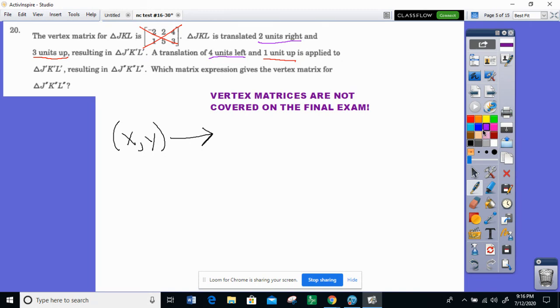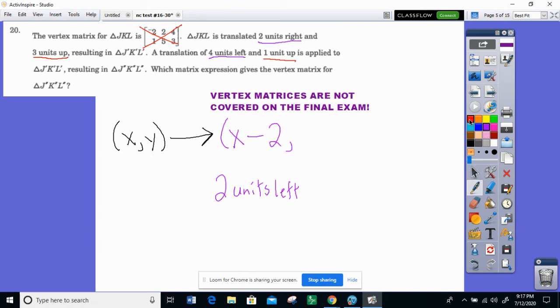Well, if we translate 2 units right and then 4 units left, that's in total the same as moving 2 units to the left. In transformation notation, the way to show that we're moving 2 units to the left would be to take each x value and subtract 2.